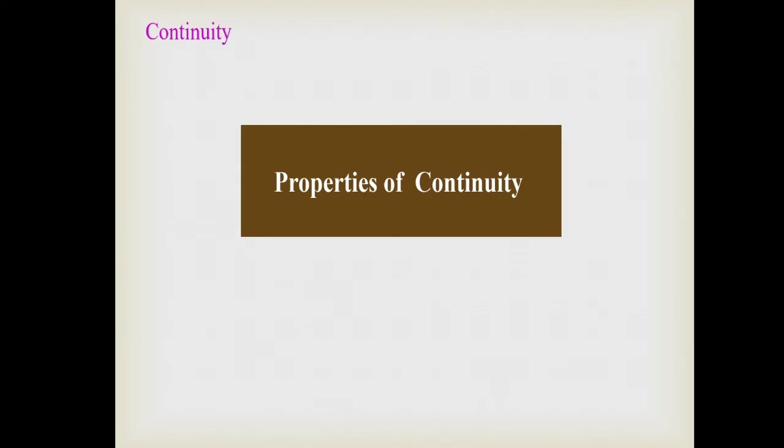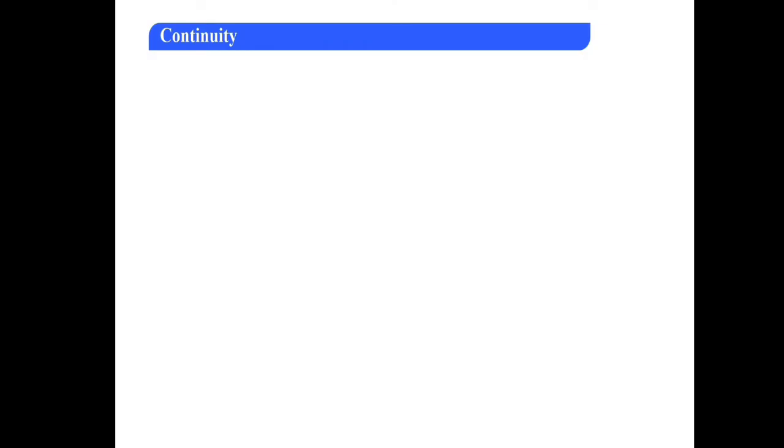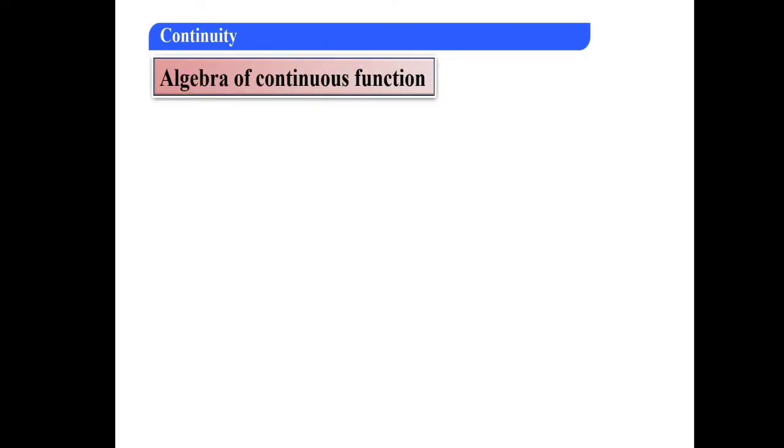First, let me discuss algebra of continuous functions. Algebra means addition, subtraction, product and division of two functions. What happens if f and g are any two functions? Addition function, subtraction function, division, product, whether these functions are continuous or not, that you are going to learn. Okay, so first let me show you the properties.